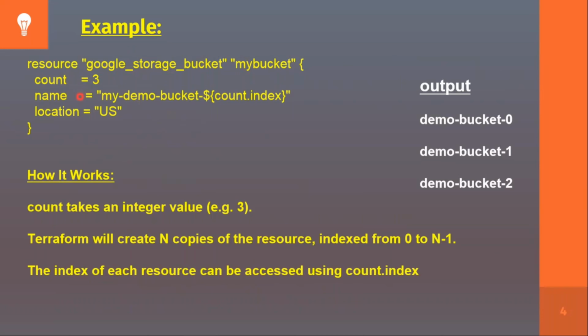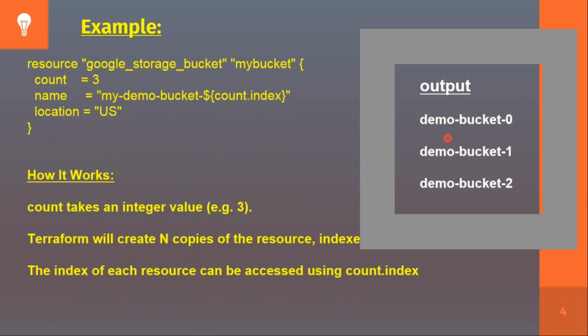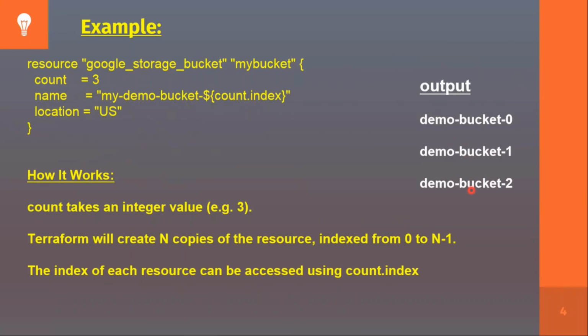And what is the name of the bucket? I have kept the name of the bucket in double quotes in this particular format: my_demo_bucket. After that, immediately, I have passed count as the input here with the help of an index, count.index. So always remember, index starts with 0 and it will repeat till that particular count. So here it will start with index 0, it will loop from 0, 1 and 2 since count is 3. If you see the output of this resource block here, the output is shown as demo bucket 0, demo bucket 1 and demo bucket 2.